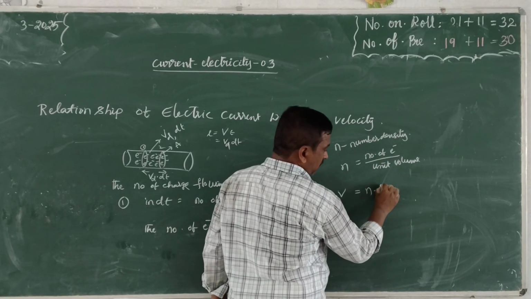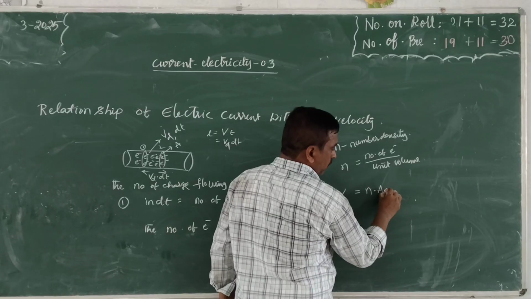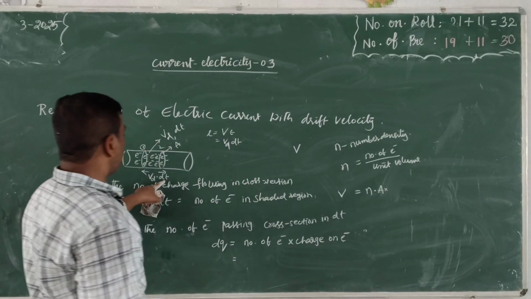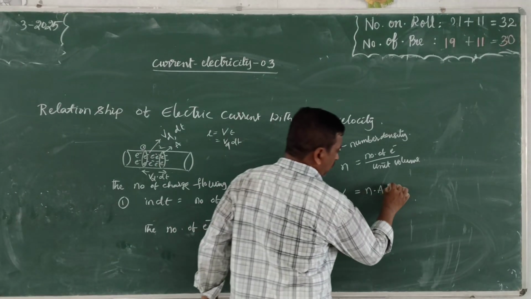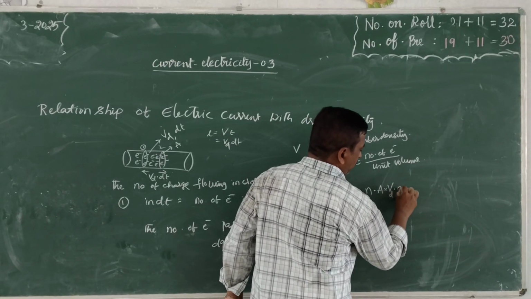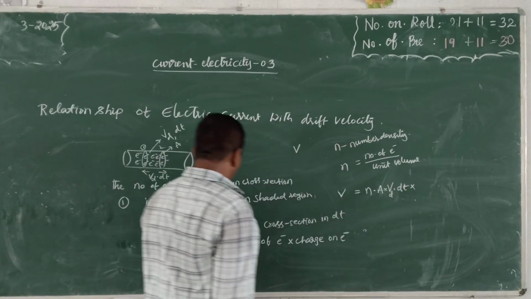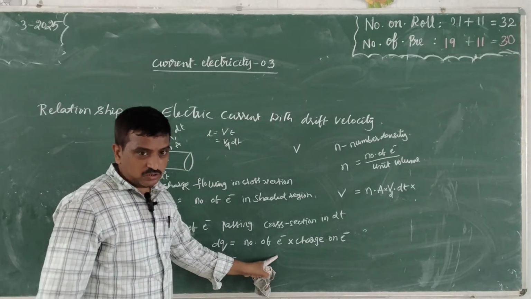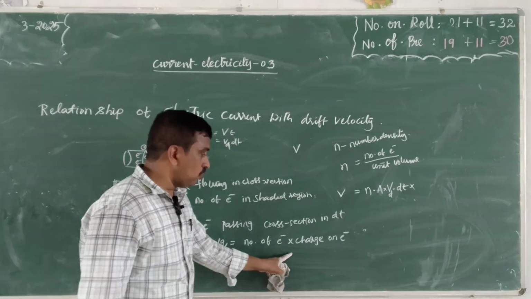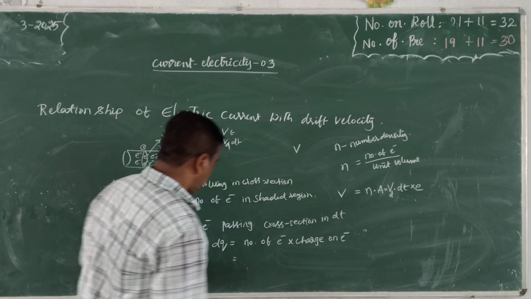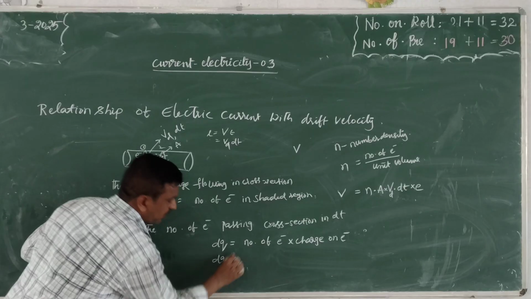What is the volume here? Area into length. Length means speed into time. What is the speed of the electron here? Vd, into time dt. Then into the number of electrons in that region into the charge on an electron. What is the charge on an electron? e.